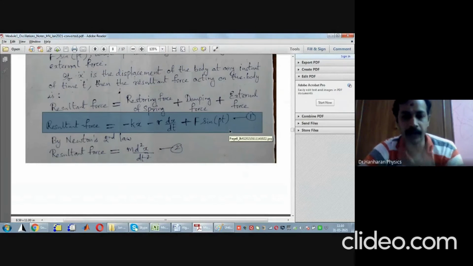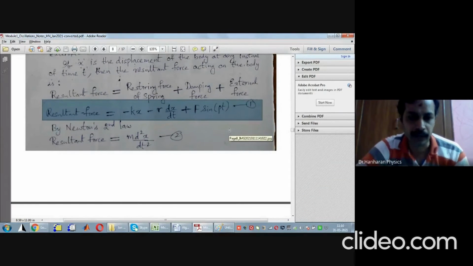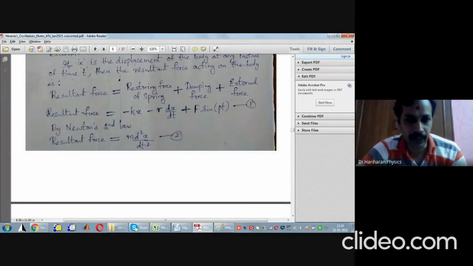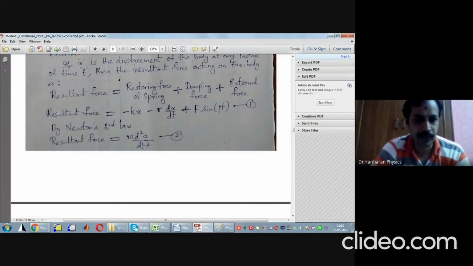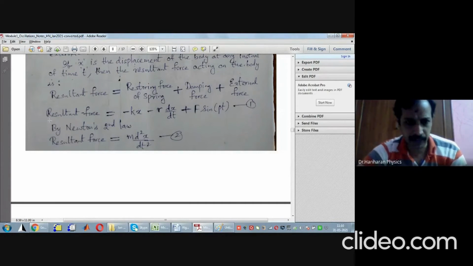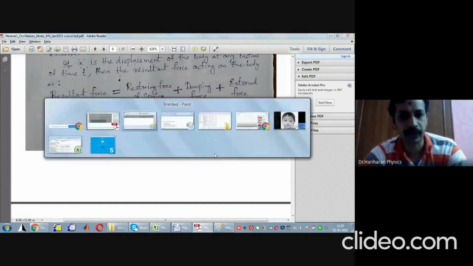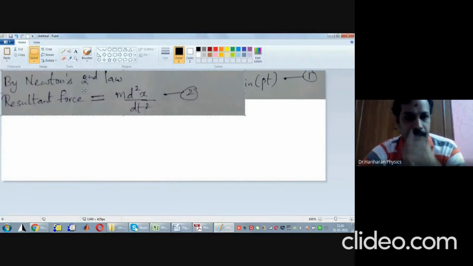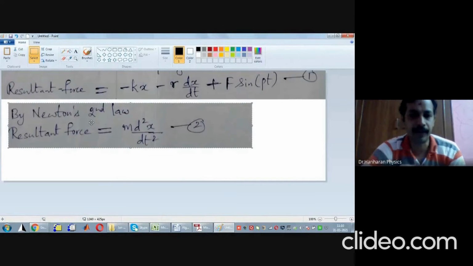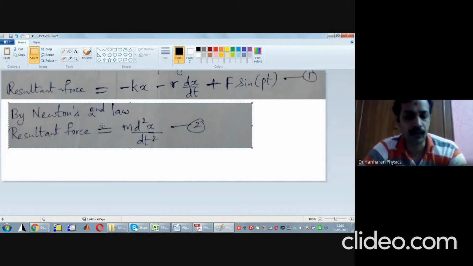Next, what is step 3? Apply Newton's second law of motion for the resultant force. So look here, by Newton's second law, the resultant force is given by m into d square x by d t square. So the resultant force as per Newton's second law of motion is mass into acceleration. Next, what you have to do? All you have to do is put this value of resultant force from 2 in equation 1.